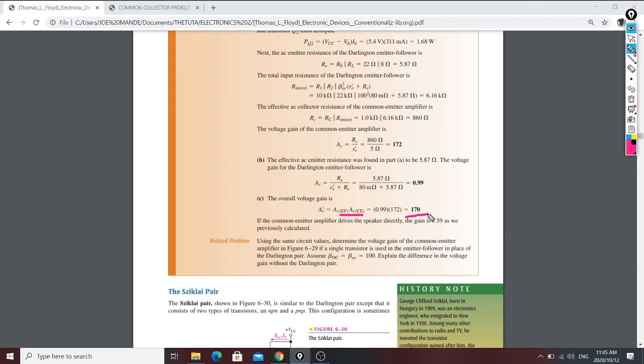So that's it. Everything is all about analyzing your circuit. What do I have in my circuit? What will be the load to the emitter? This question we are solving is like a multi-stage amplifier. So any question, please always ask in the group.